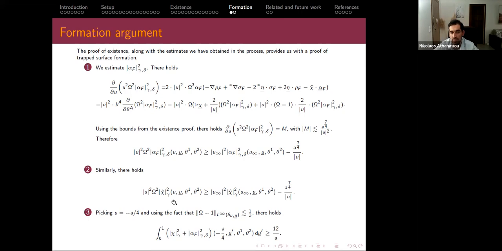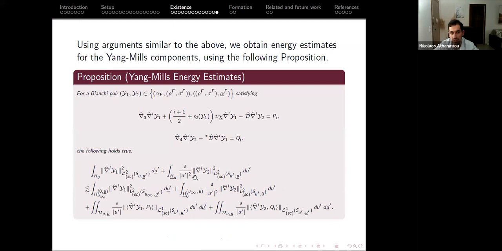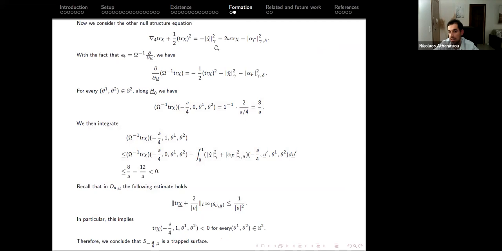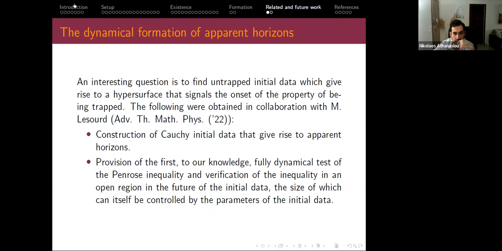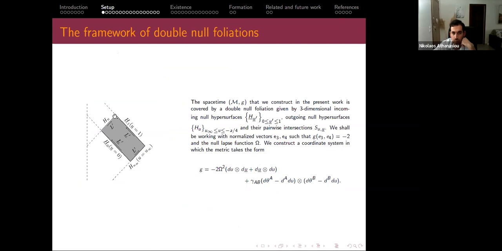First of all, we want to understand this term, trace chi plus a half trace chi squared. This is given by minus chi hat squared minus 2 omega trace chi minus this chi squared. So remember, we want to understand this trace chi right here. What we do, using the nabla 4 trace chi equations, is we estimate what we know here from here, and in turn, what we know here from here, using the E3 evolution equations of chi hat squared and alpha hat squared.